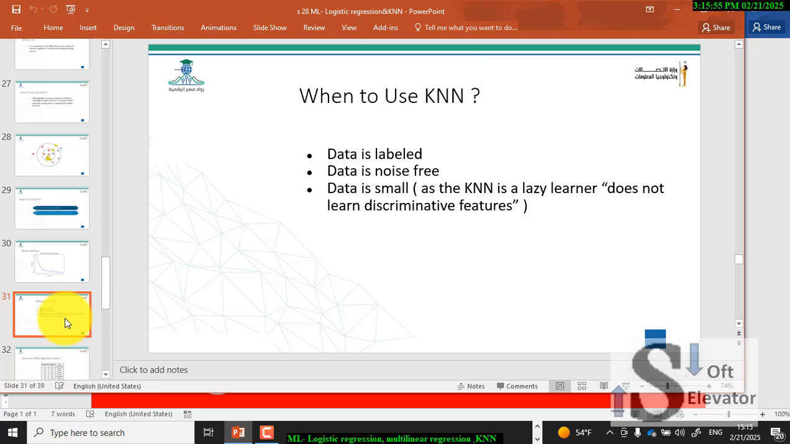When to use KNN? When data is labeled, when it is supervised learning. Data is noise free, no noise in data, no confusion in data. Data is small, as KNN is a lazy learner, it does not learn discriminative features.